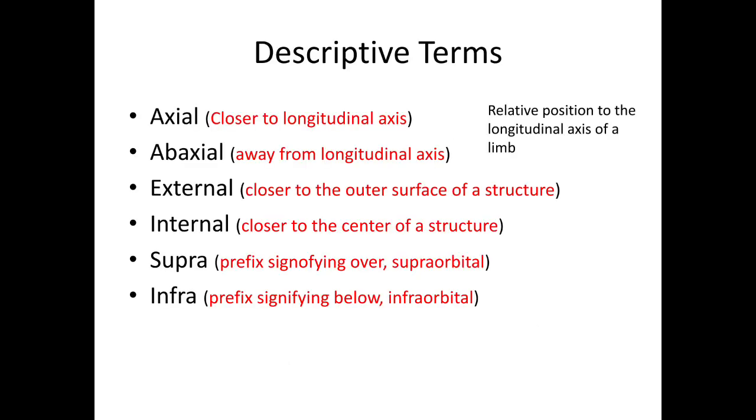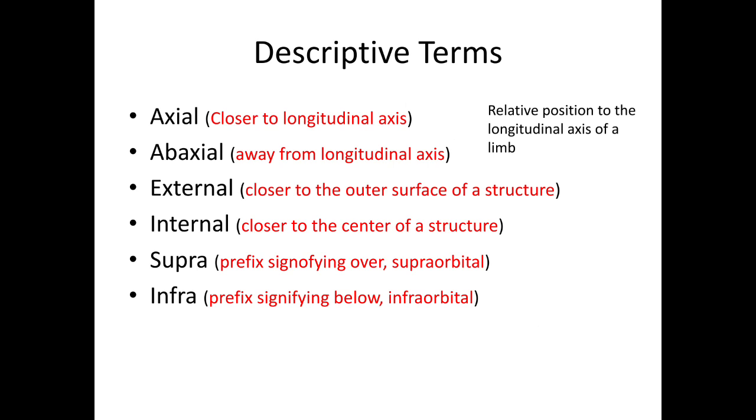Axial and abaxial. These terms refer to relative position to the longitudinal axis of a limb. You can say closer to the longitudinal axis, which is axial, and away from the longitudinal axis, which is abaxial. External is closer to the outer surface of a structure. Internal is closer to the center of a structure.